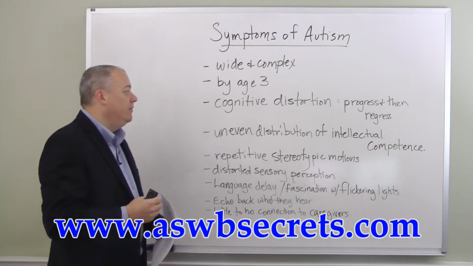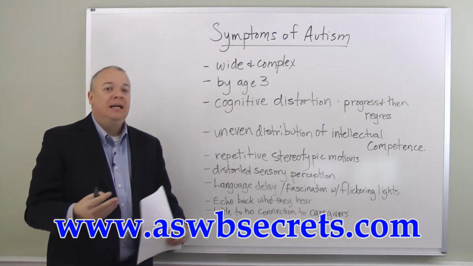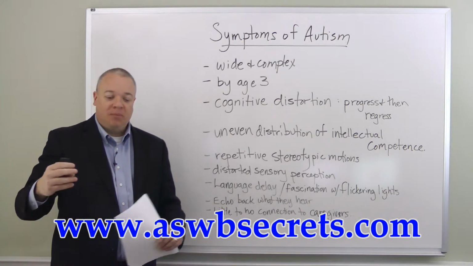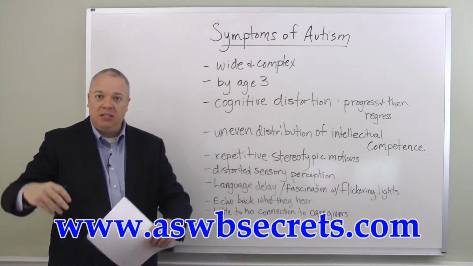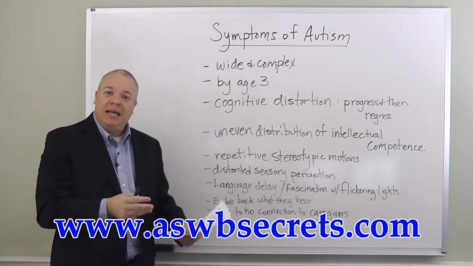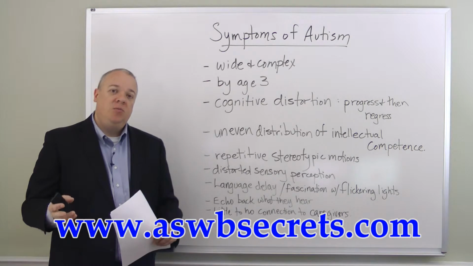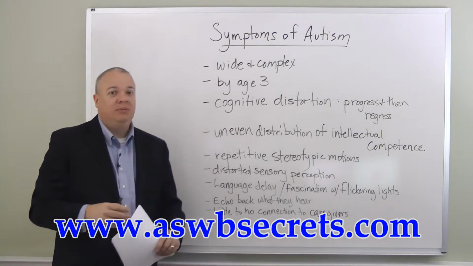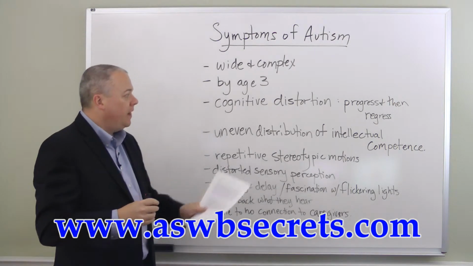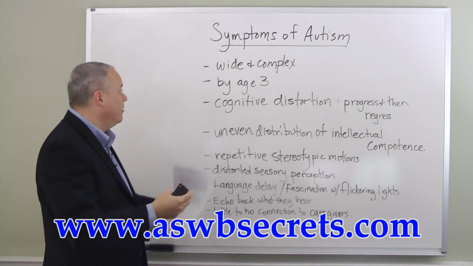You'll also notice an uneven distribution of intellectual competence. So there'll be high competence in some areas and yet no competence in others, and there's no balance there at all. So ordering things, numbering things, counting things may be off the chart. You're like, wow, my child's brilliant, going to be a mathematician. And yet language skills, social skills, and other things seem to be utterly non-existent. This is one of those wide and complex symptoms related to autism, then. Uneven distribution of intellectual competence, progress in some areas, and in that area suddenly regress.